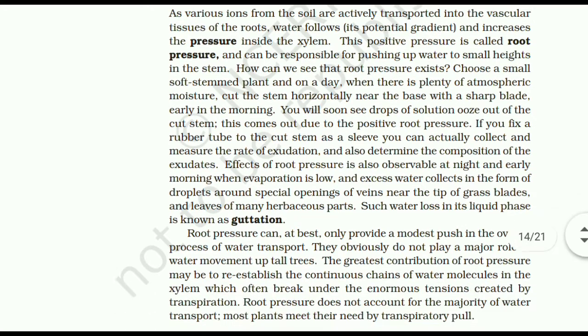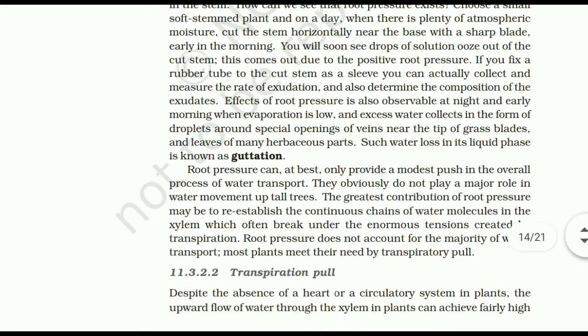Effects of root pressure are also observable at night and early morning when evaporation is low and excess water collects in droplets around small special openings of veins near the tip of grass blades and leaves of many herbaceous parts. Such water loss in liquid phase is known as guttation.